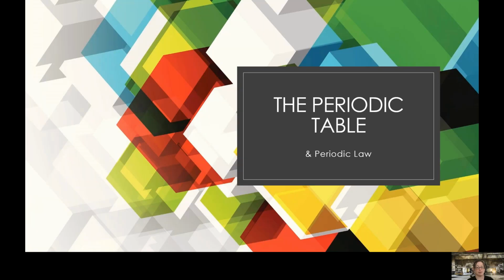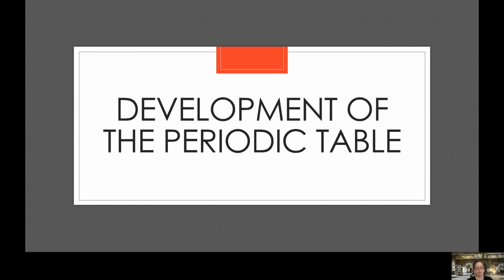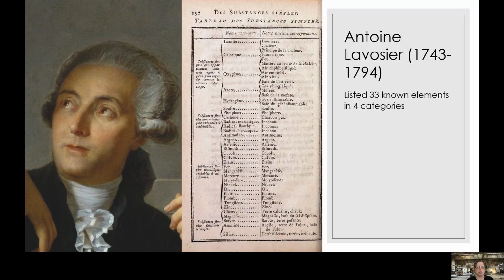Okay, so now that we have answered our focus question for the periodic table and periodic law, let's look at the development of the periodic table. Anton Lavoisier listed the 33 known elements of his time into 4 categories. There's a picture of him there on the left, and the example on the right is his periodic table. It wasn't really much of a table, it was really more of a list. And he organized these based on what he thought the properties of these elements were.